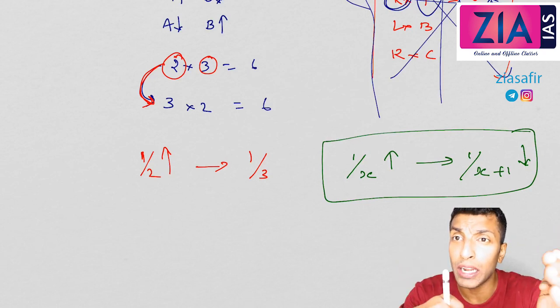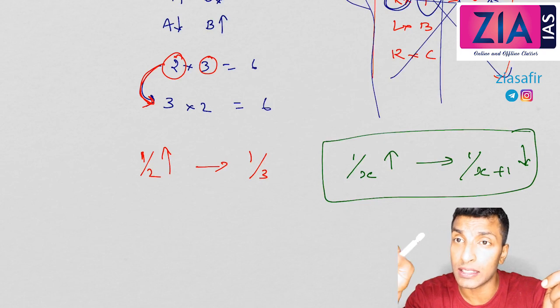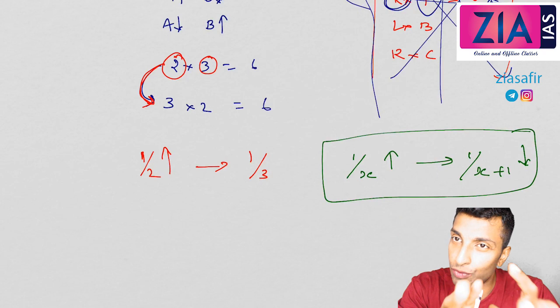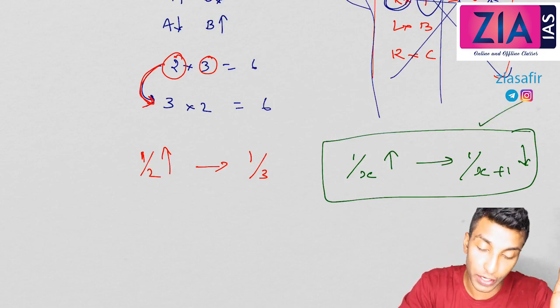1 by 5 increase means 1 by 6 decrease. What is 1 by 5? 20% increase means 16.6% decrease, that is 1 by 6 will be the decrease. Okay, now that's what you need to know. This is the only one thing that you need to know.